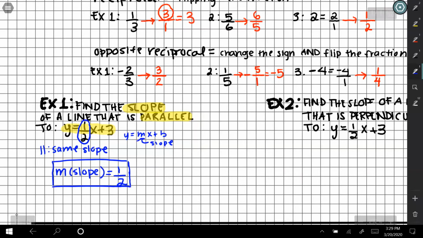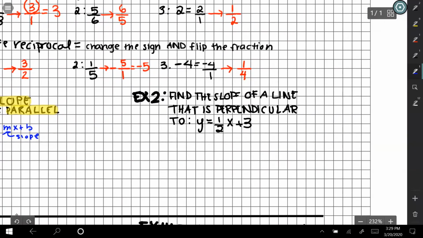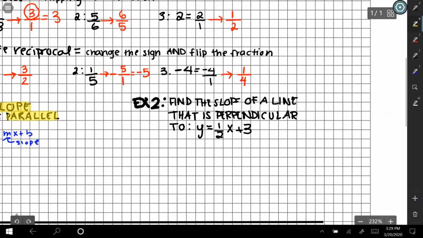Alright, easy. For number 2, I'm going to go through and highlight that as well. So we're still finding the slope of a line that is perpendicular to y equals 1/2 x plus 3. I'm going to do this in red. So perpendicular means we have our opposite reciprocal slope.